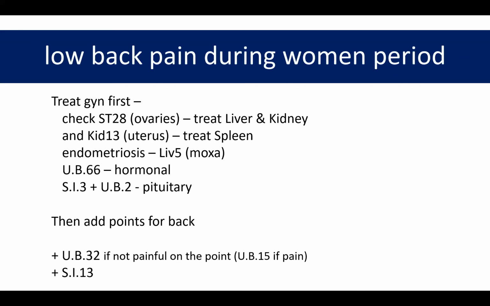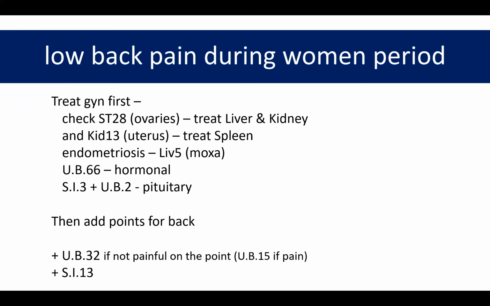If it's a pituitary problem, for example, the woman said, I used to take the pill and I hated it. I was vomiting when I was taking the pill. The birth control type person is pituitary generally, and that's a small intestine 3 and a UB 2 type person. Then you can add whatever points you want for the back. If it's a gynecological thing, treat the gynecology first, then you can add things for the back. And if bladder 32 is not too painful when you press on it, you can add bladder 32.